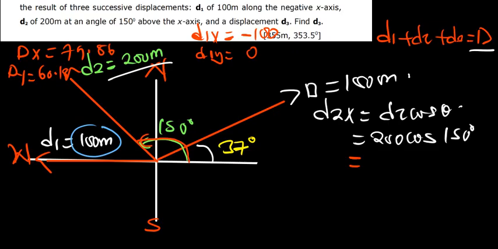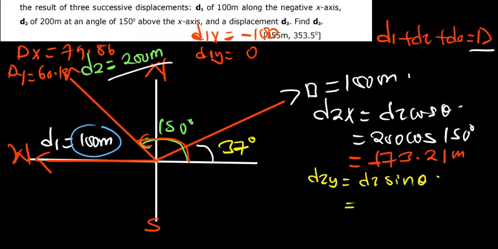That is negative 173.21 meters. That is my d2x. Then again, I need to resolve this into y component. So I'll have d2y will be equal to d2 sine theta. So d2 is 200 sine 150. So what is 200 sine 150? That is 100. So I have 100 meters.